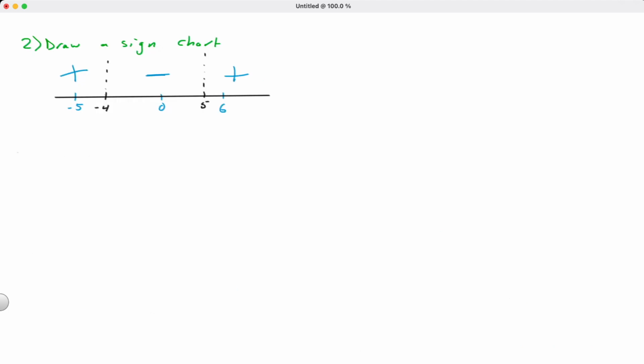Copying our sign chart here, we can then go on to our last step, which would be to write the solution as an interval. And now, since we're solving for when f of x was greater than 0, what we're looking for on this sign chart is what regions are going to be positive, what regions sit above the x-axis. In this case, that's going to be here and here. And so we just have to express this as an interval.